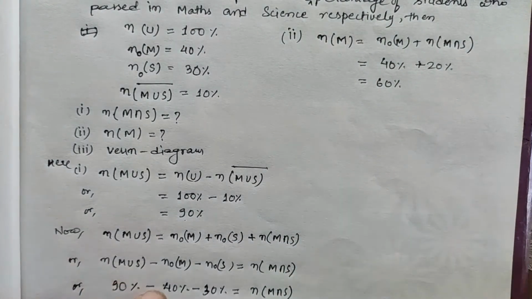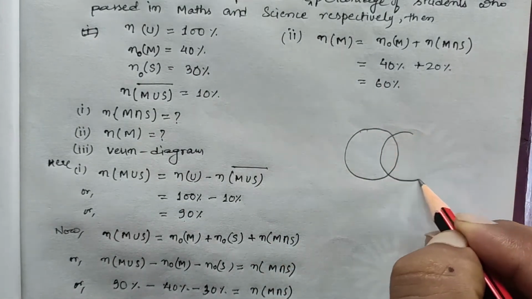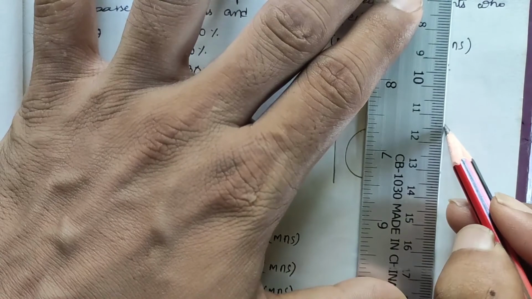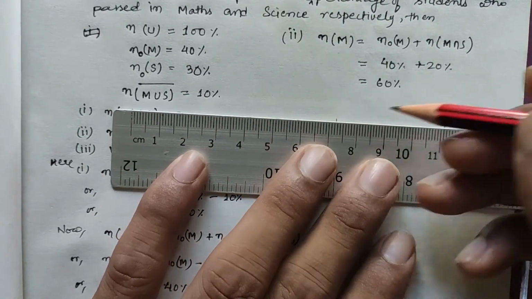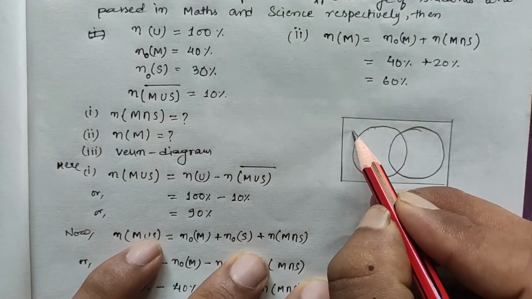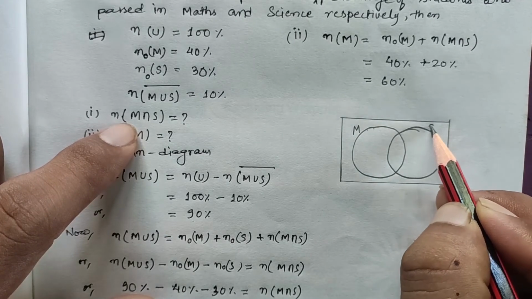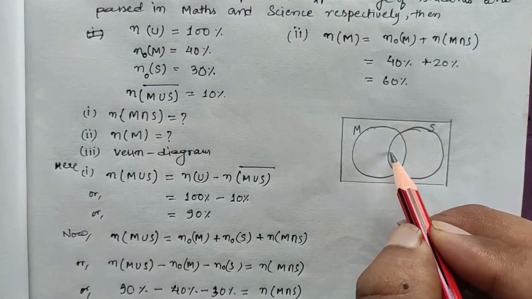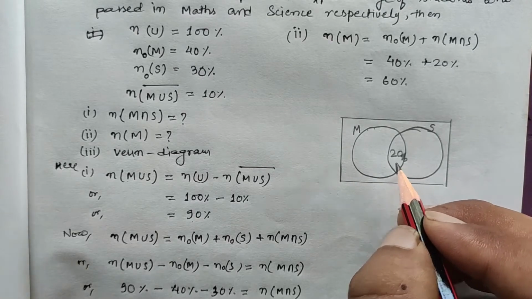And at the last we will draw the Venn diagram. So draw the Venn diagram here. Okay, and use scale. Always use compass to draw the circles. Okay, and here this is for mathematics M, and S is science and the intersection part. So what's the intersection part? It is 20%. Always start with the intersection.